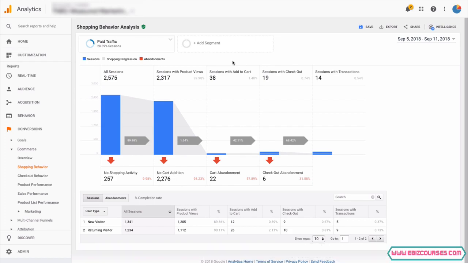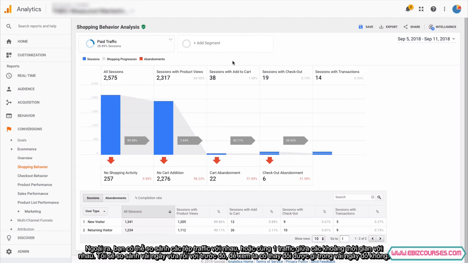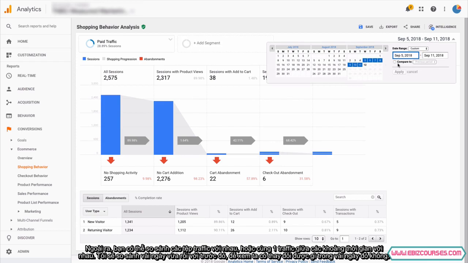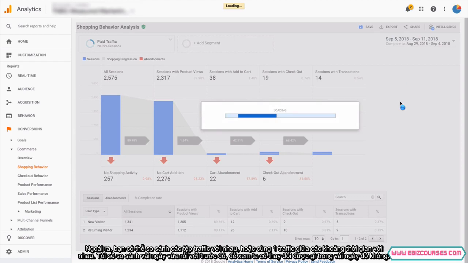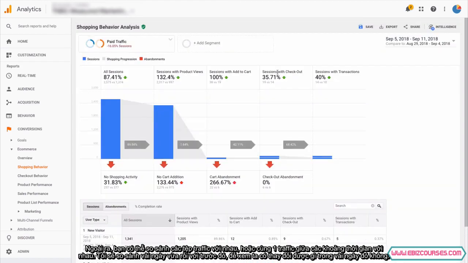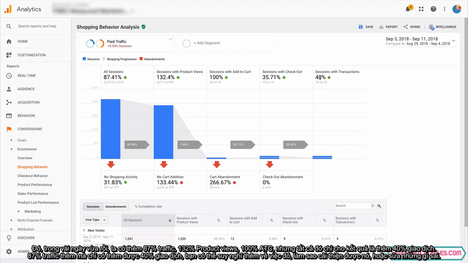You can also look at this report again, comparing different traffic sources, or comparing over time. So here, for example, this is from the last couple of days. I'm going to compare it to the days before to see if we made a change. Here you can see in the last couple of days we had about 87% more traffic, 130% more product views. We had 100% more add to carts, but that only resulted in 40% extra transactions. So we had 87% more traffic, but only a 40% increase in transactions.